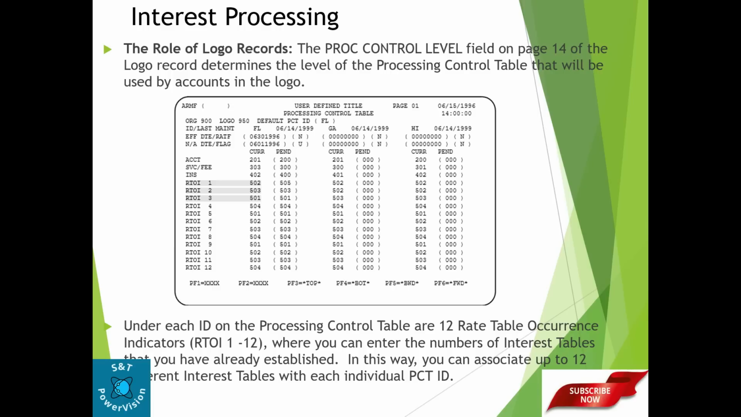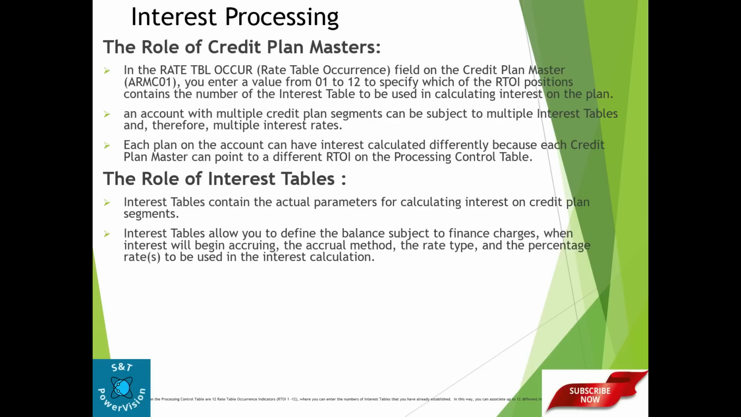Now under each ID of the processing control table there are 12 rate table occurrence indicators, RTOI 1 to 12, where we can enter the number of the interest table that you have already established. In this way we can associate up to 12 interest tables with each individual PCT ID.